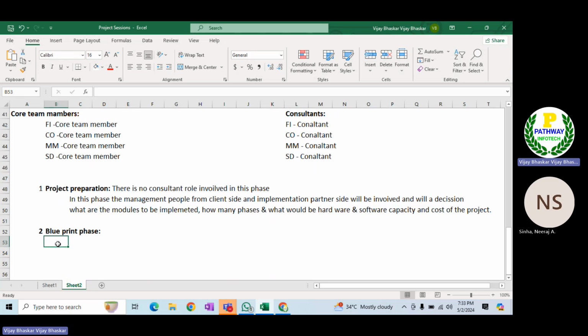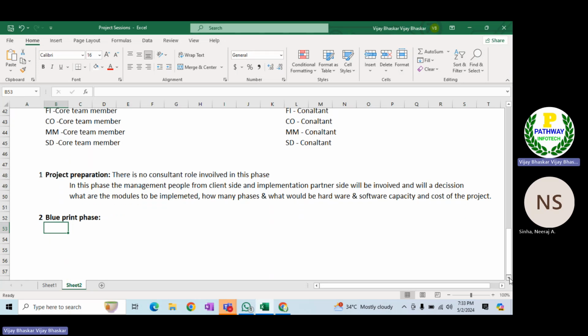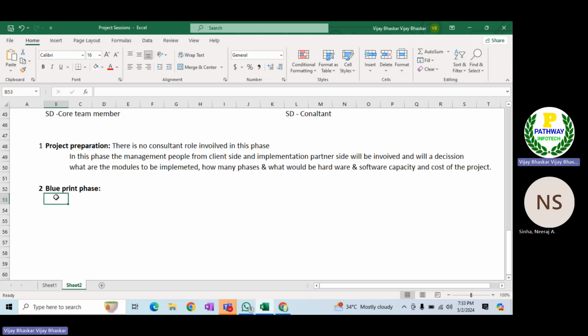Okay, so now coming to the blueprint phase. Now the consultant role will start, as I have explained above. The consultant role will start here. So in the blueprint document, what do we have to do? The first thing, being a FICO consultant, is this.